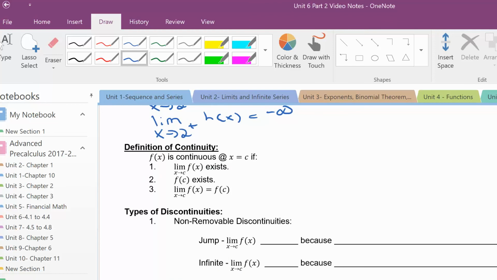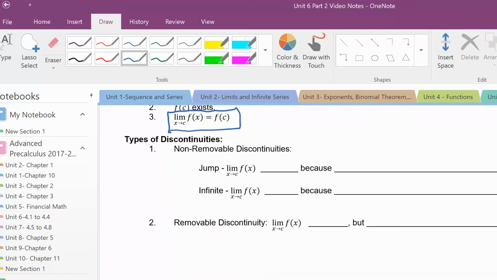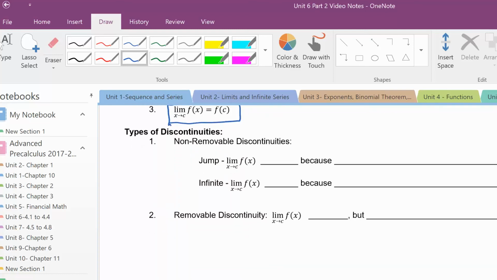So definition of continuity. To see if it's continuous at a point, 3 things have to happen. The limit exists at that point. The value of the function exists. And most importantly, after those 2, is that the limit of the function and the value of the function are the same. So if those 3 things do not occur, then you have a discontinuity.